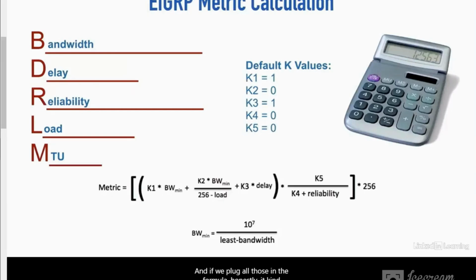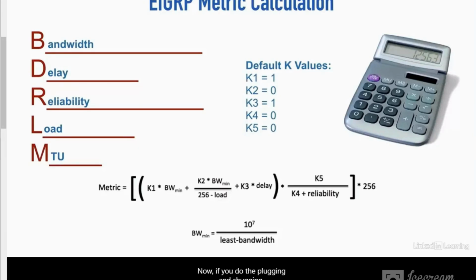And if we plug all those in, the formula honestly kind of breaks down. Look at that K5. You see the K5 is 0, and part of the formula is K5 divided by K4 plus the reliability. Well, if K5 is 0, that whole thing is 0, and we're multiplying 0 times everything in the parentheses, it's all going to be 0. Well, there's an exception to this. It says that this is the formula unless K5 is 0. If K5 is 0, then we assume that K5 over K4 plus reliability, we assume that entity is a 1. I know it kind of breaks the rule, but that's the way it works.